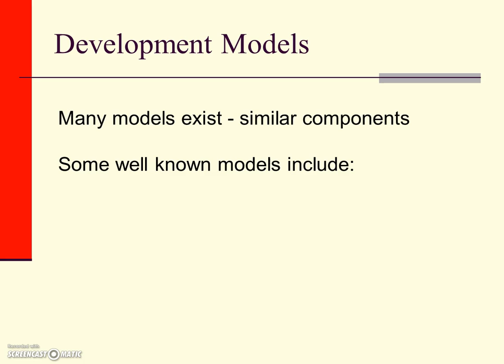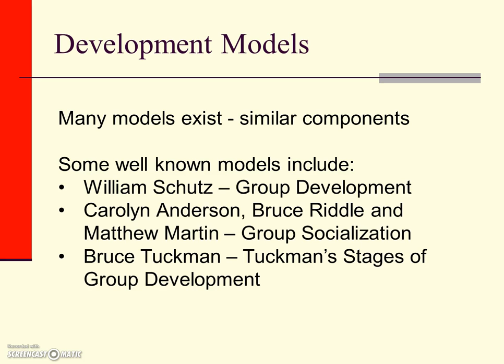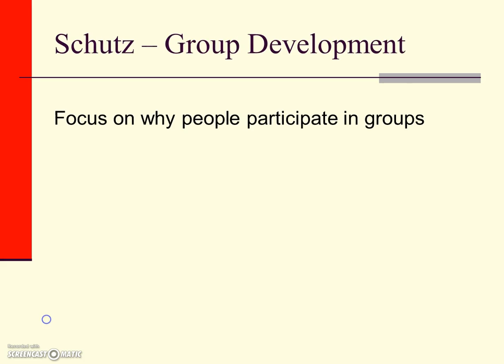So some of the well-known models that most of you have probably heard of are first the group development model by William Schutz, and then there's Anderson, Riddle, and Martin's group socialization theory, and finally the most popular from the 1965 theory is Tuckman's stages of group development with his model, and we'll talk about that one in the second presentation. So let's start with Schutz and his group development model.